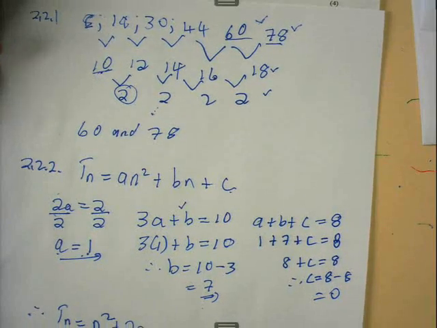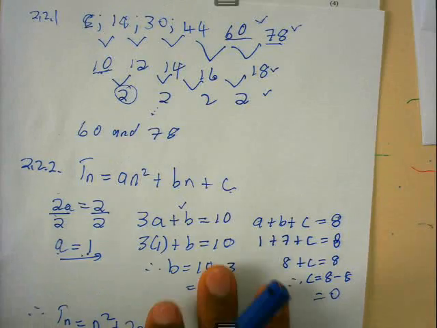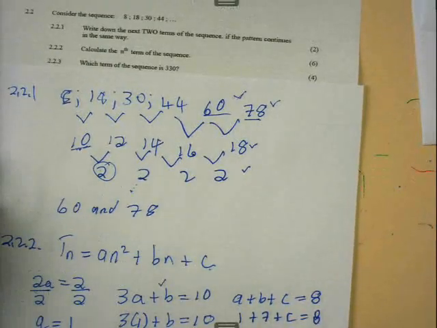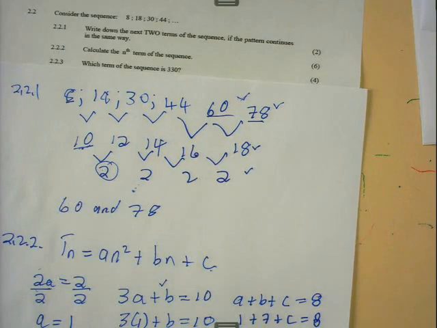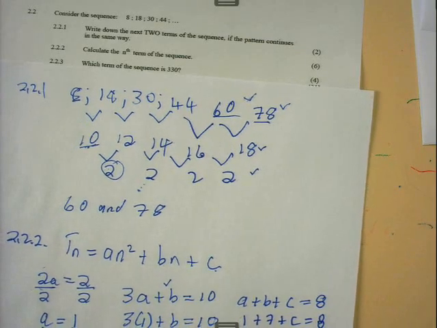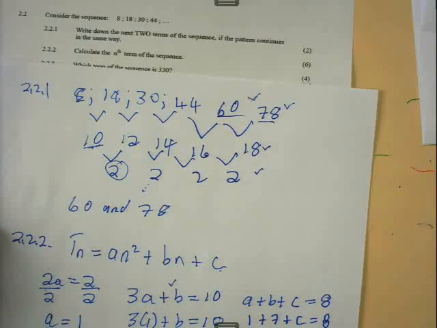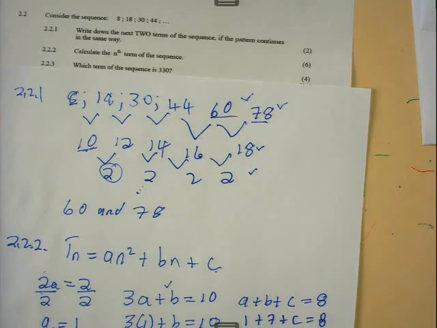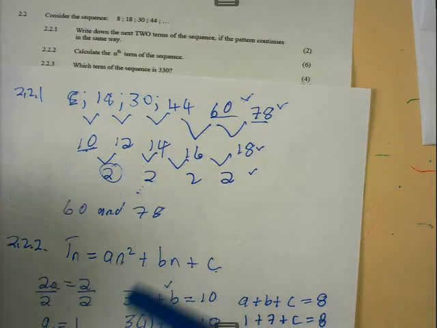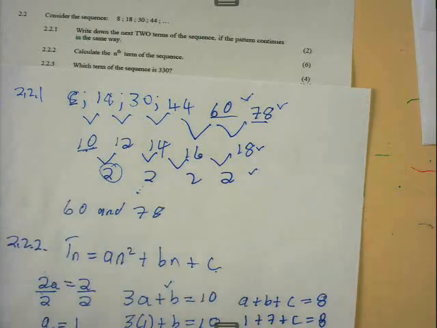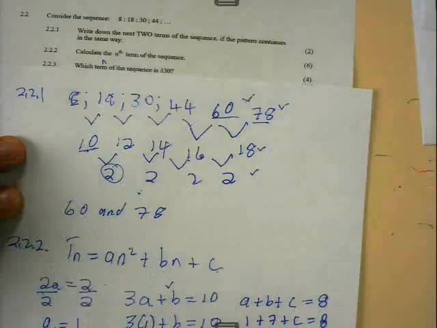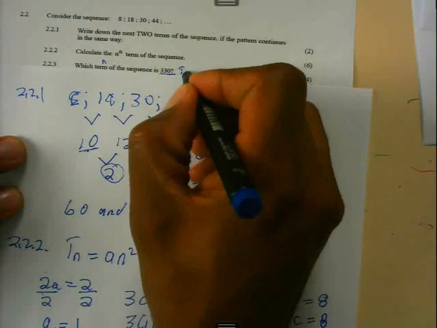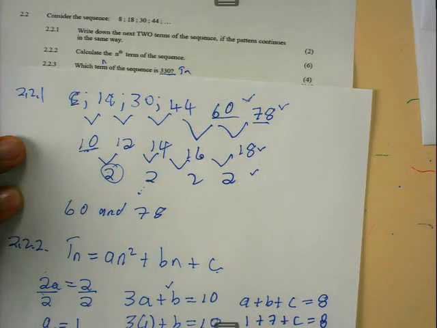Now let us look at 2.2.3. It now says, which term of the sequence is 330? Of course, that is a 4 marks question. Now let us look at this one. Boys and girls, look at which term of the sequence. What is it that we are looking for here? Which term? It means we are looking for n. Then we agree with me that Tn is given.